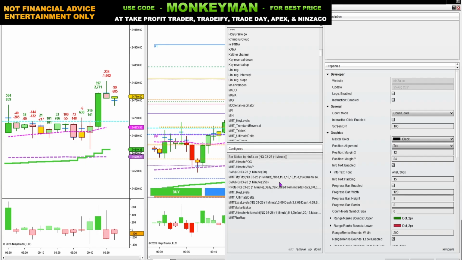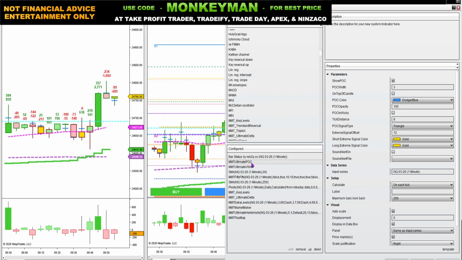So let me show you the settings for the 1 minute chart. I've got the free bar status timer from NINZA. There are links in the description if you're interested in that. I've got the MMT Ultimate POC showing me the point of control where the most volume occurred on each candle. I've got the Ultimate VWAP on the chart. I've got the 20 and the 250 SMA.